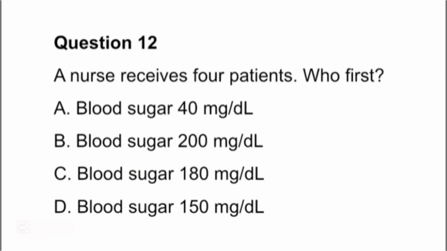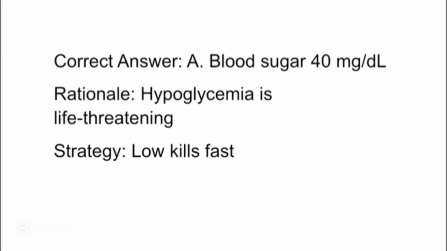Question 12. A nurse receives 4 patients. Who first? A. Blood sugar 40 mg per deciliter. B. Blood sugar 200 mg per deciliter. C. Blood sugar 180 mg per deciliter. D. Blood sugar 150 mg per deciliter. Correct answer: A. Blood sugar 40 mg per deciliter.